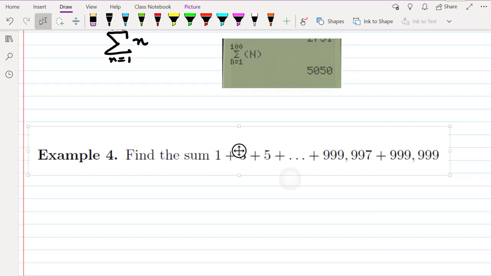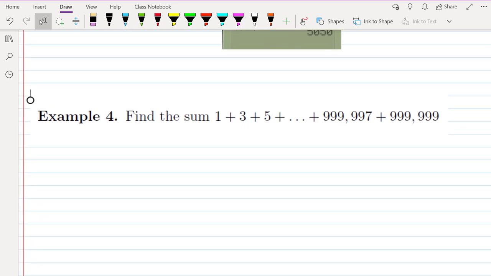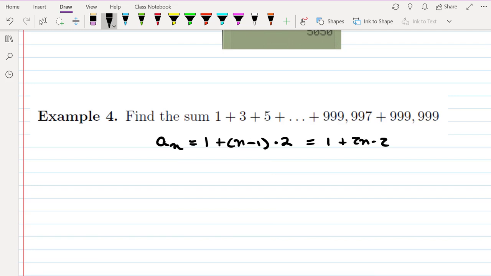So find the sum 1 plus 3 plus 5 plus dot dot dot 999,997 plus 999,999. So we do the same thing. We need to find our a sub n. So our first term is 1 plus n minus 1 times d. And our common difference is going to be, well, to go from 1 to 3, we had to add 2. So times 2. If we multiply this out, we get 1 plus 2n minus 2. So that's 2n minus 1.